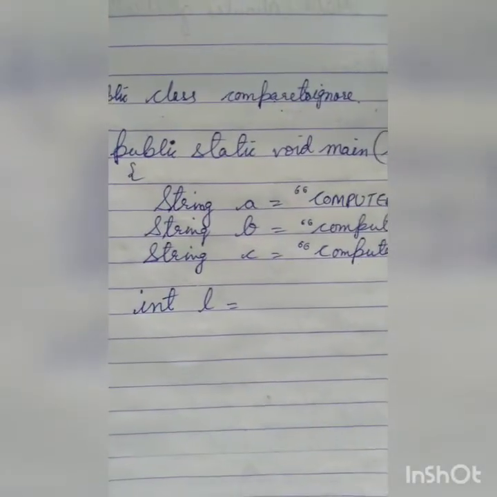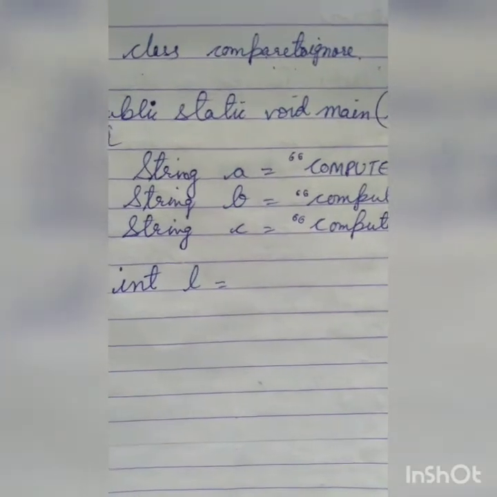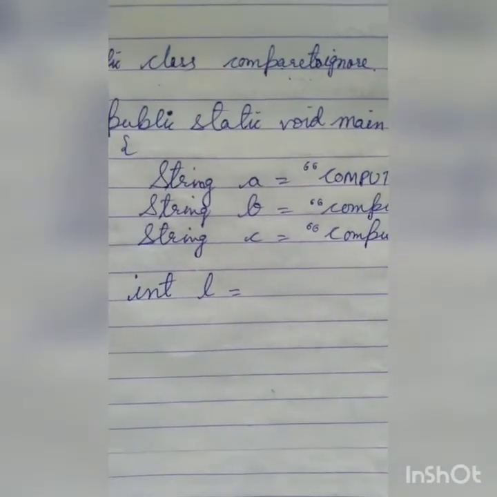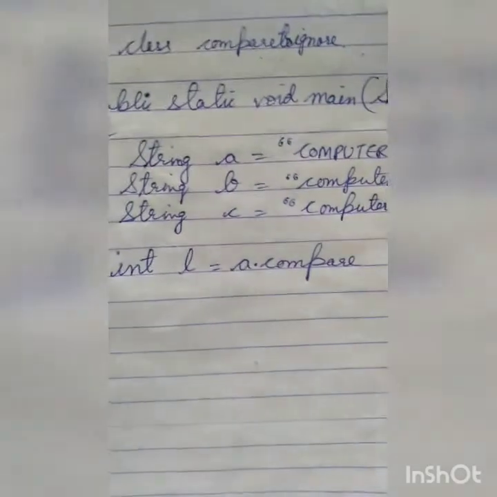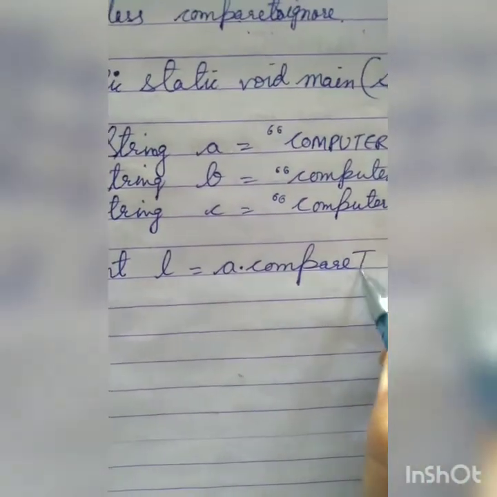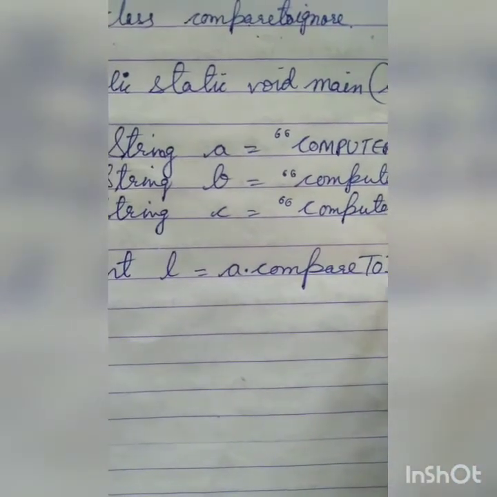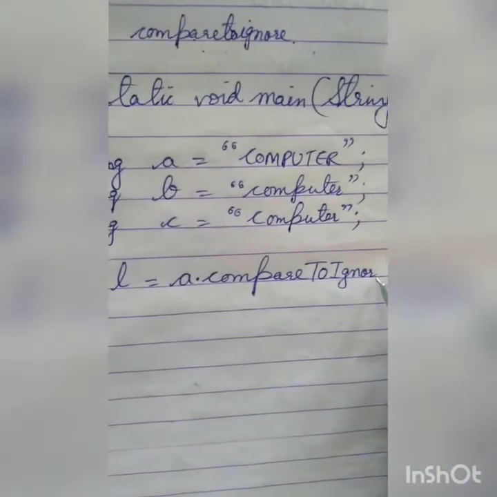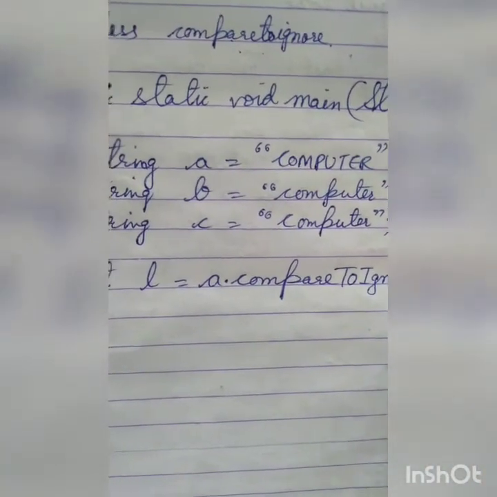As we know, compareToIgnoreCase will again give the output in integer form. That is why I have taken the variable l of integer data type. I'm just going to write a.compare. Please keep one thing in your mind: in compareTo, T will be capital, then Ignore I will be capital, and then Case C will be capital. These things we have to keep in our mind.